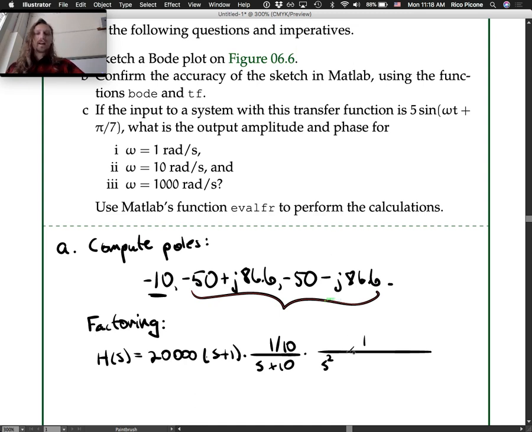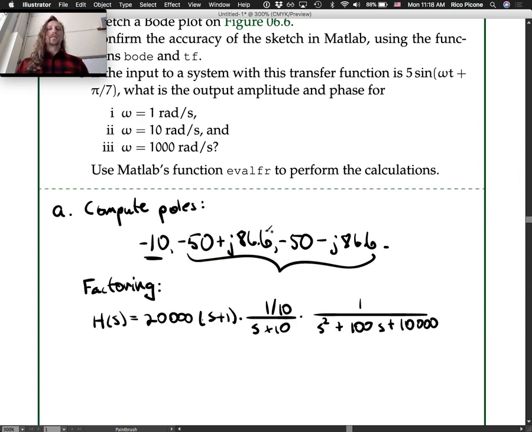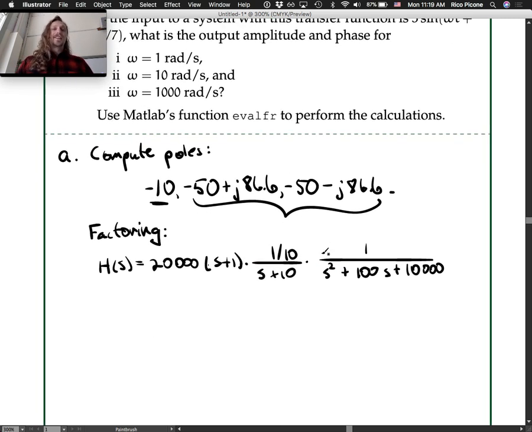Okay. And s squared plus, you have left over 100s plus 10,000. Okay, so that's what's left. Also, if you wanted to reconstruct this and not factor it out, you could reconstruct it from this complex conjugate pair pole, which is probably messier than factoring it, but you could do it. There's too many ways to do this. It's like 50,000 ways. Just choose one. Go for it. Okay, so we've got this.